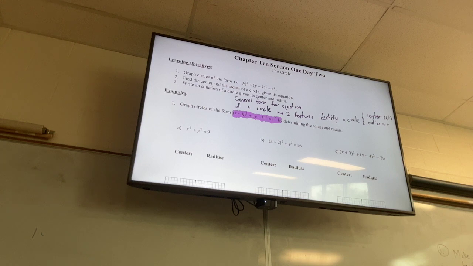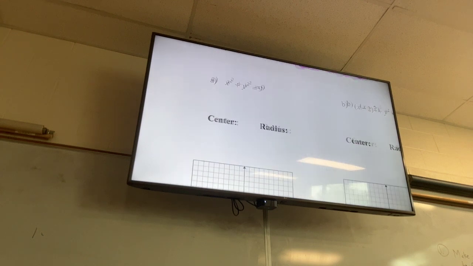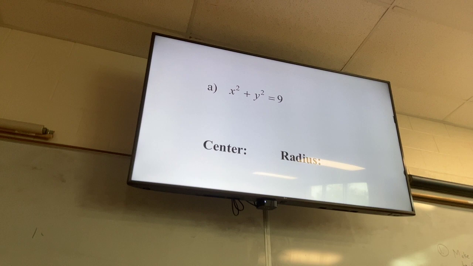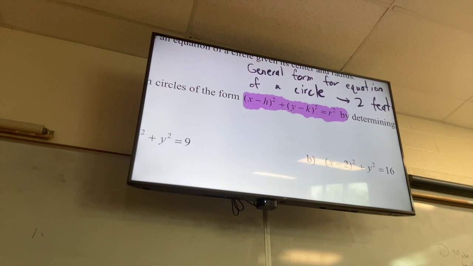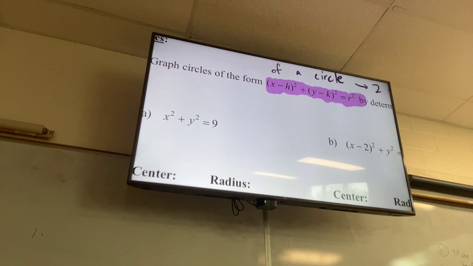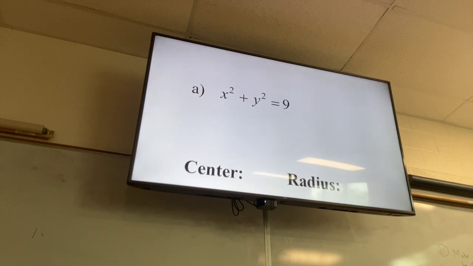All right, so this first one, let's rewrite this using the general form. So the general form's right here, right? It's x minus something squared plus y minus something squared. What are the two somethings here? Yeah, they're h and k. What are their values here? Since there's no parentheses, this is technically x minus 0 squared plus y minus 0 squared.